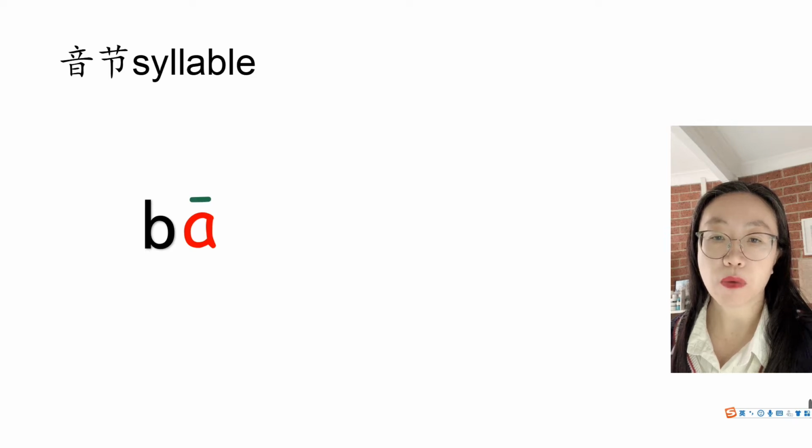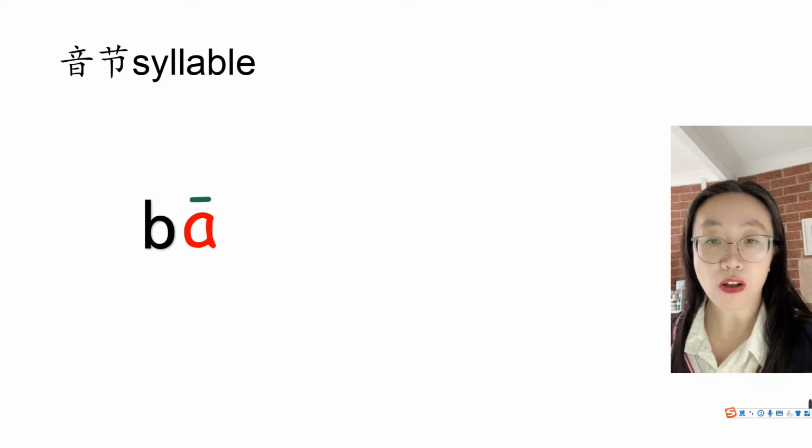The first part is the initial letter. It looks like B, but actually in Chinese Pinyin, we pronounce it B. And the second letter with a tone, we call it simple vowel. This one, we pronounce it ah.